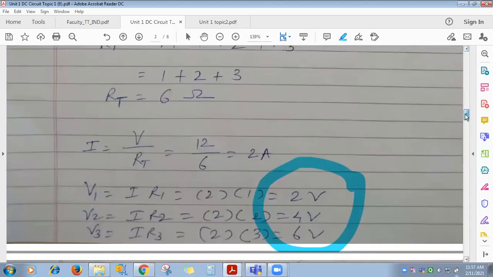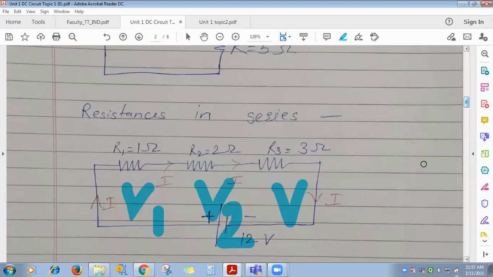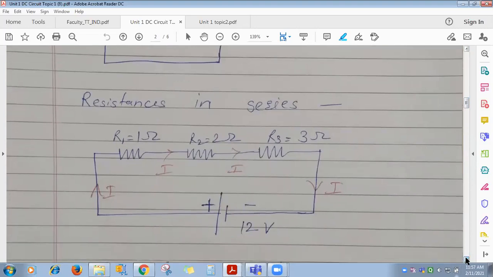So what is the conclusion for series connected? When can we say the resistances are connected in series? When the same current is flowing through them. Correct. And if the resistances are connected in series, how to find out its equivalent?